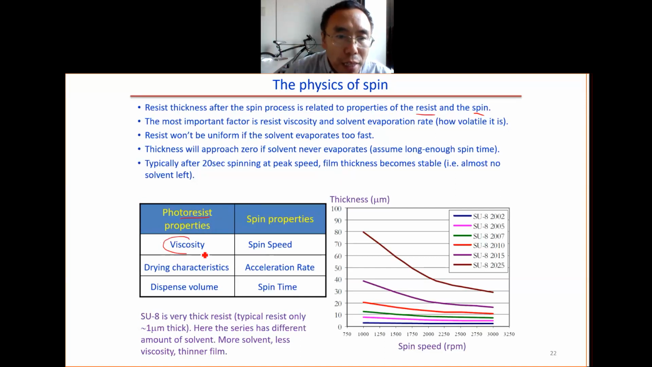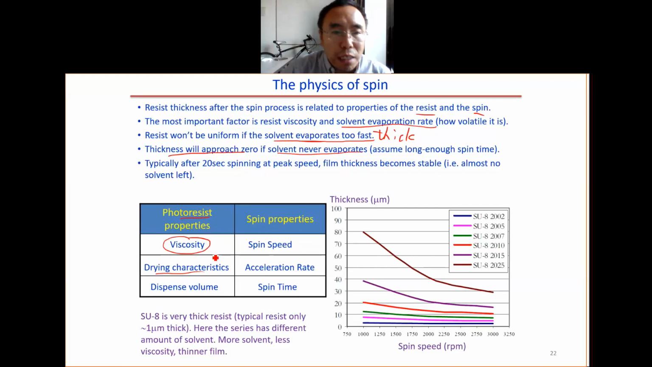The most important part is the viscosity. Obviously, the higher the viscosity, the thicker the resist. The other one is the drying characteristics. This is the solvent evaporation rate. For example, if the solvent evaporates very fast, you get a thick film. If the solvent evaporates very slowly, you get a very thin film.